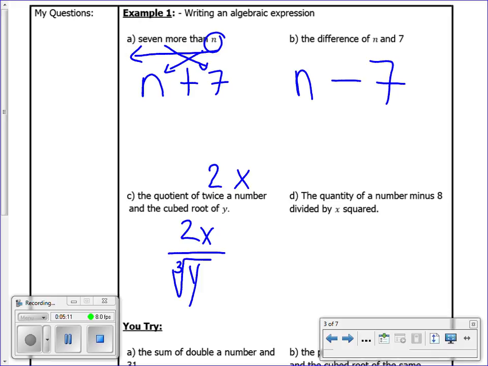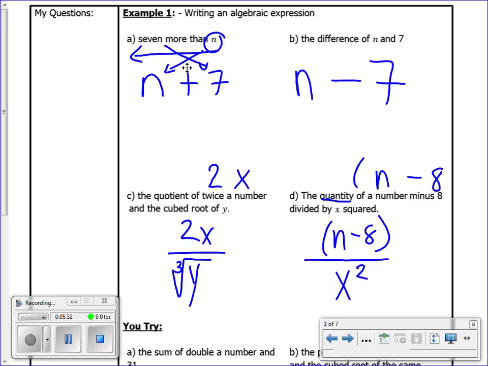And now we have the word quantity. The quantity, which means parentheses, of a number n minus 8 divided by x squared. Okay, so the quantity n minus 8 in parentheses divided by x squared.